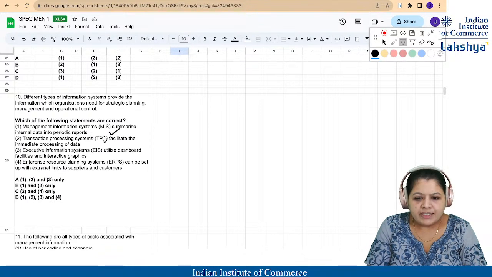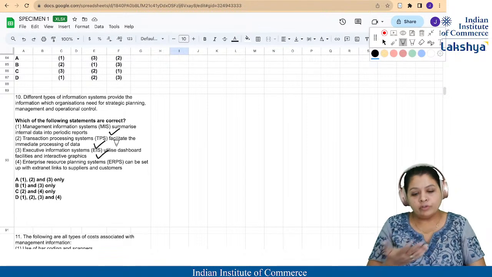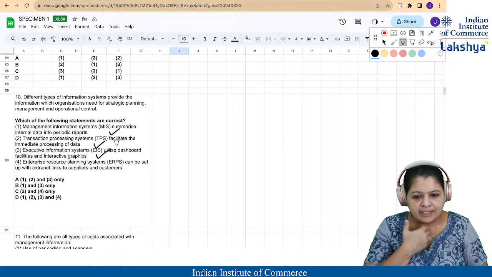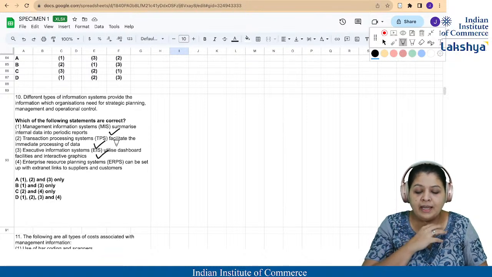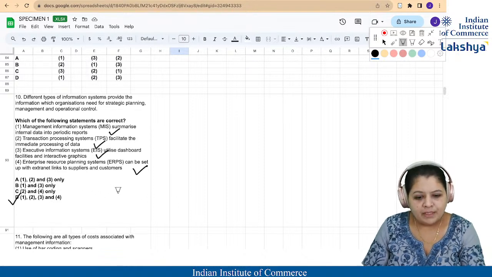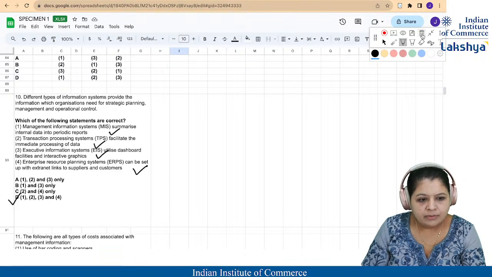A transaction processing system facilitates the immediate processing of data. That is also correct. An executive information system utilizes dashboard facilities and interactive graphics. Yes, that is true. We have seen it in the theory if you've gone through the theory. And the last one is enterprise resource planning can be set up with an extranet link to suppliers and customers. So all the statements that are put up here are true. We will go with D, right? So everything is true. Superb. Let's go to the next one.